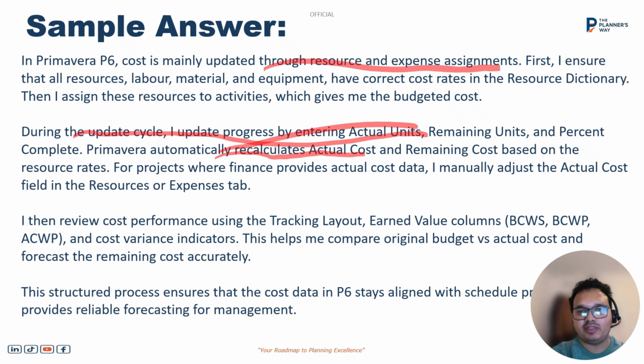For projects where finance provides actual cost data, I manually adjust the actual cost field in the resource or expenses tab. Then I review the cost performance using the tracking layout and earned value metrics, which help to compare the original budget versus actual cost. This structure helps to ensure that cost data in P6 aligns with the schedule properly, and that helps to provide reliable forecasting for management, and it is used for reporting to the stakeholders.